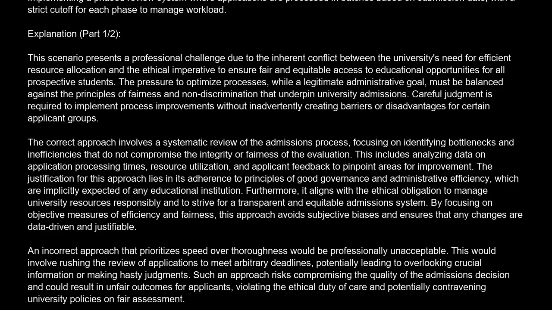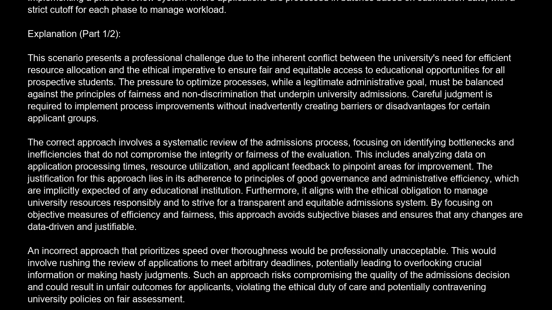Explanation. This scenario presents a professional challenge due to the inherent conflict between the university's need for efficient resource allocation and the ethical imperative to ensure fair and equitable access to educational opportunities for all prospective students. The pressure to optimize processes, while a legitimate administrative goal, must be balanced against the principles of fairness and non-discrimination that underpin university admissions. Careful judgment is required to implement process improvements without inadvertently creating barriers or disadvantages for certain applicant groups.